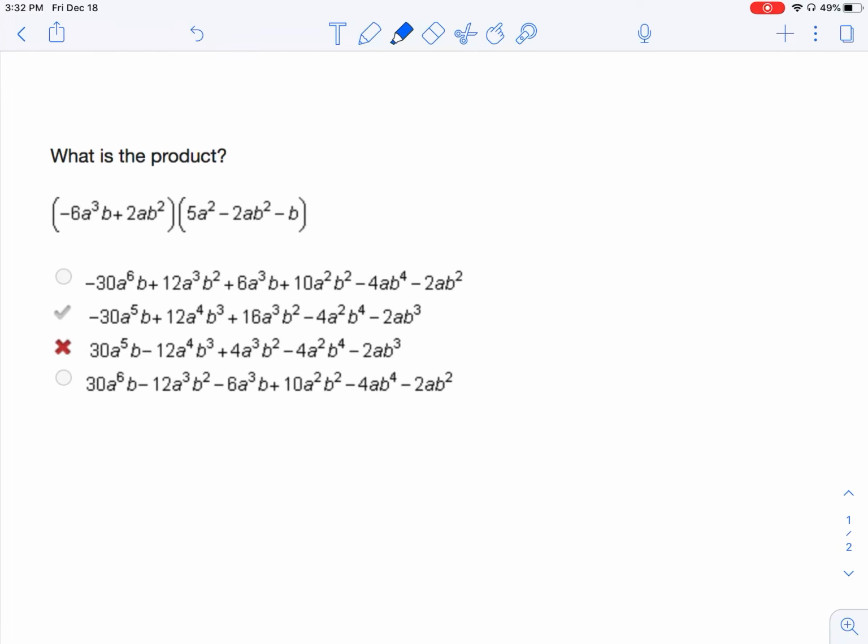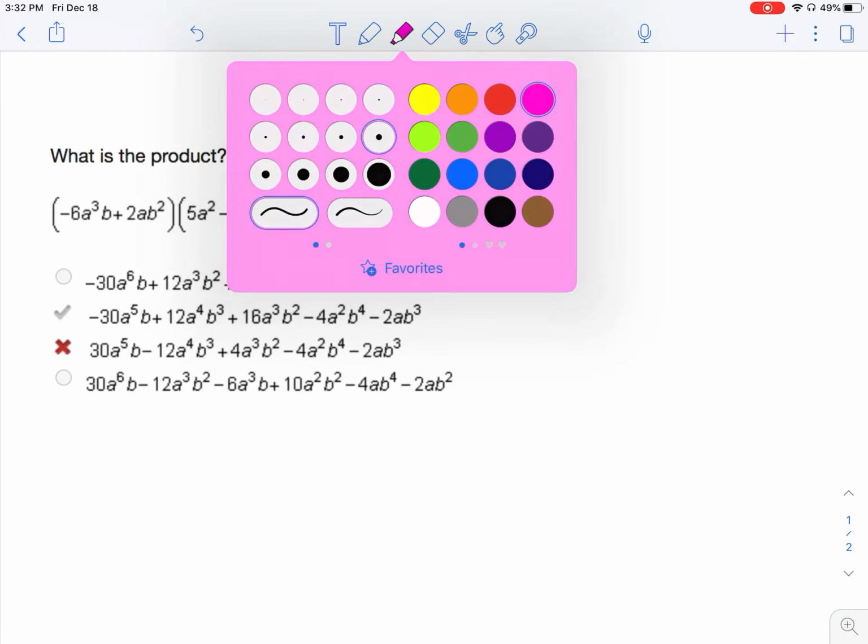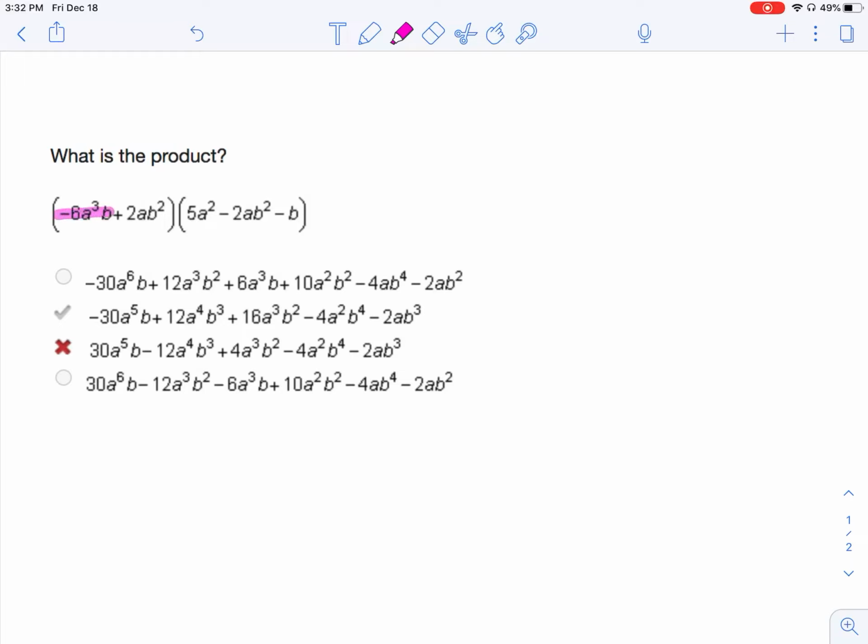So let's try this out. I'm going to start off by highlighting this first term, negative 6 a to the 3rd power times b. And this term we're going to multiply to this one. Distribute, distribute. So let's start. Once again, we go from left to right. So let's see, negative 6 times 5.